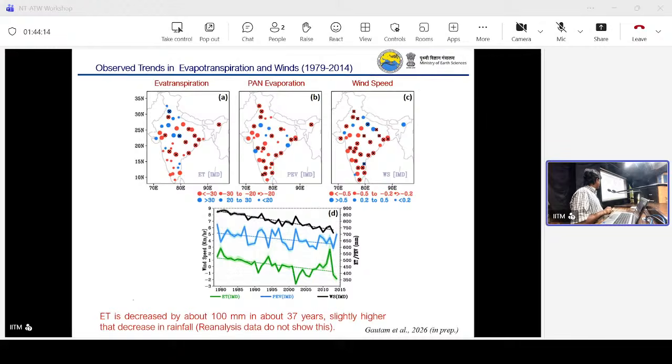The observation shows that ground wind is decreasing. And then pan evaporation: there are a lot of papers, even globally we have a decrease in pan evaporation. This is specific to India here, so it is also decreasing. In the area average, all are decreasing. If you can read the number, it is around 100 millimeter decrease in evapotranspiration in 37 years. And what we see in the rainfall decrease is more or less a similar figure.